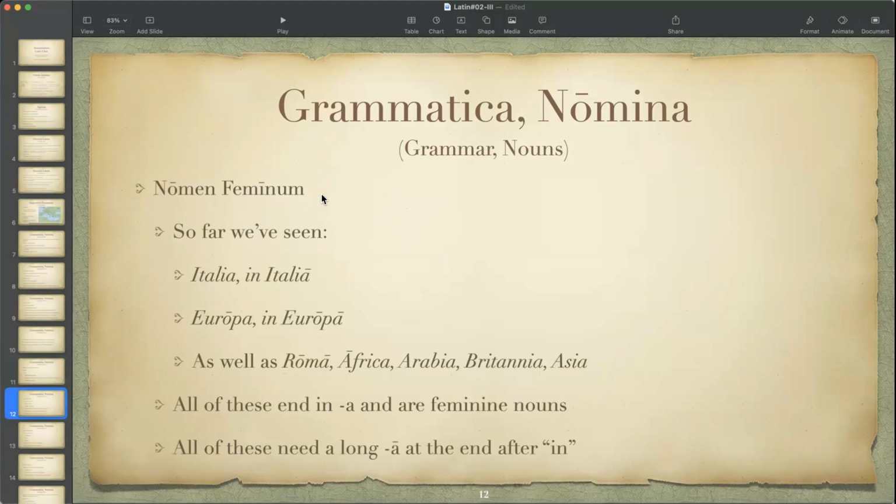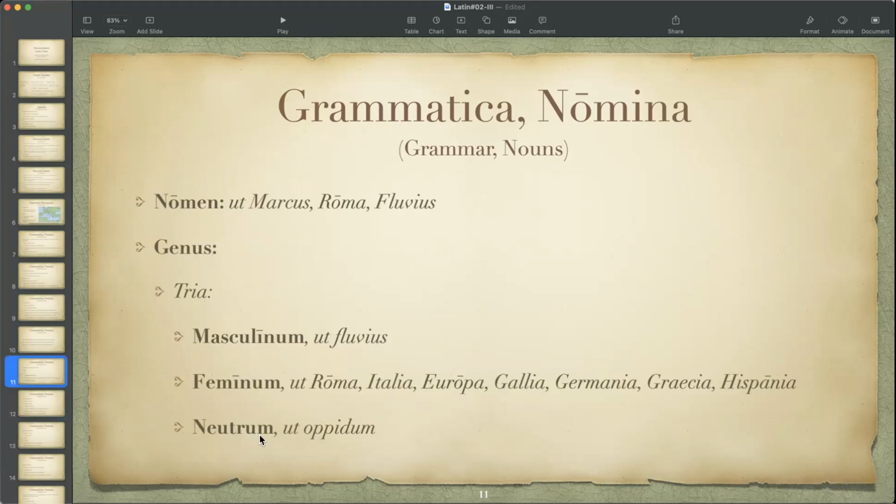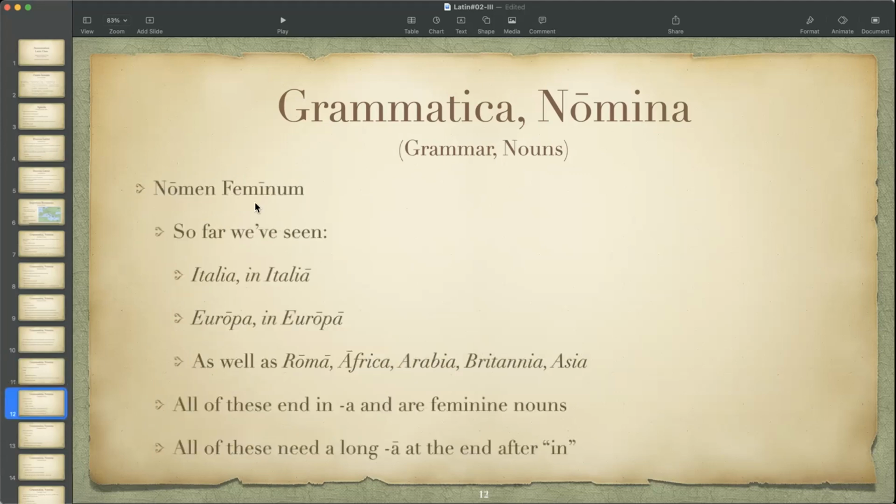So nomen feminum, feminine nouns. Now, let me point out something to you. What genus or gender is feminum? Neuter. If you remember, the -ums were neuter. Well, the reason is feminum is an adjective, and it goes back to nomen, which is neuter. So that's why that may look a little strange. But again, I'm getting ahead. Let's just stick with what's in the text.